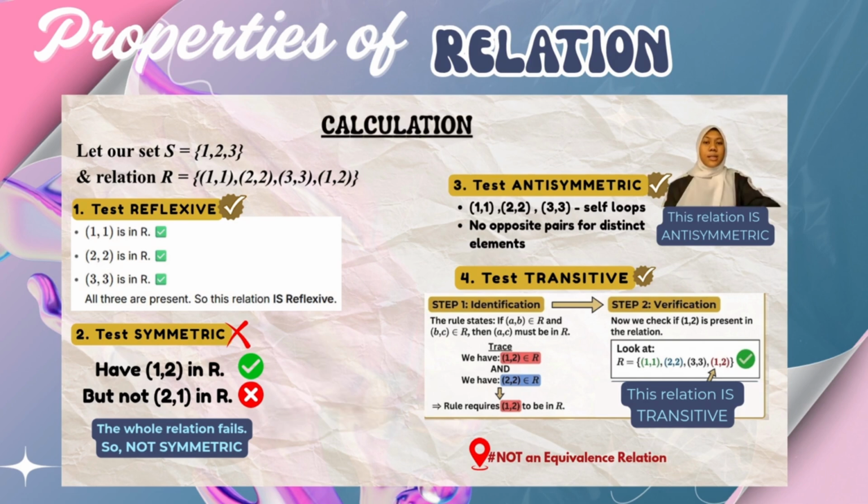Third, we test antisymmetric. We check if there are any opposite pairs for different elements. We have (1,1), (2,2) and (3,3) in brackets. These are self-loops and they are fine because 1 equals 1, 2 equals 2 and 3 equals 3. Do we have (1,2) and (2,1) together? No, we only have (1,2). Since there are no opposite pairs for distinct elements, this relation is antisymmetric.